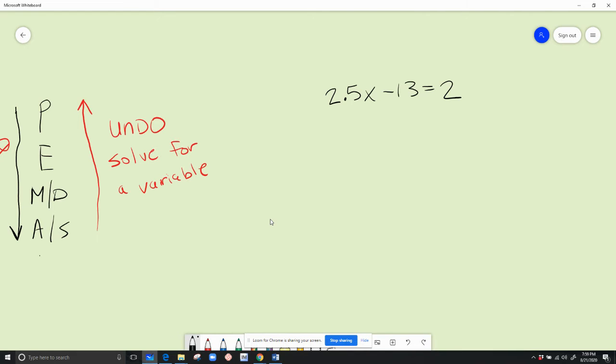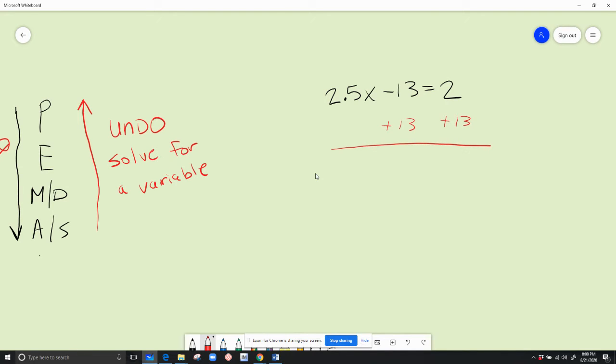So you look over here for the addition and subtraction, and you say, hey, what am I adding or subtracting on the side with the x? And hopefully you can see that I have a negative 13 here. So that's what you want to get rid of first. Go ahead and add 13 to both sides. Remember, just do whatever you do to both sides.